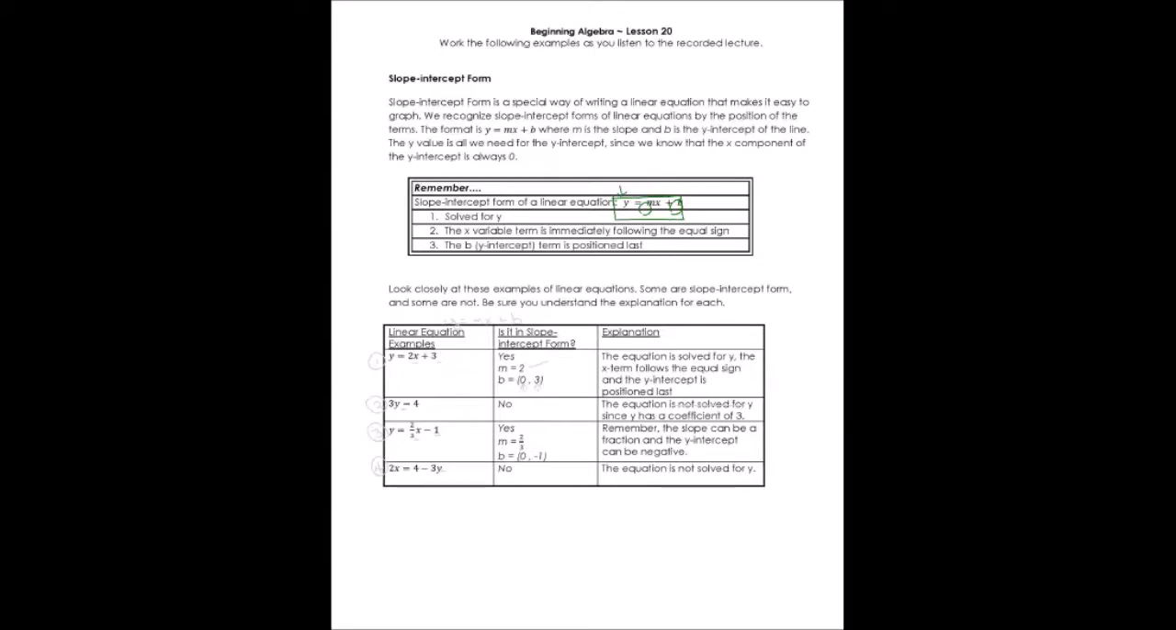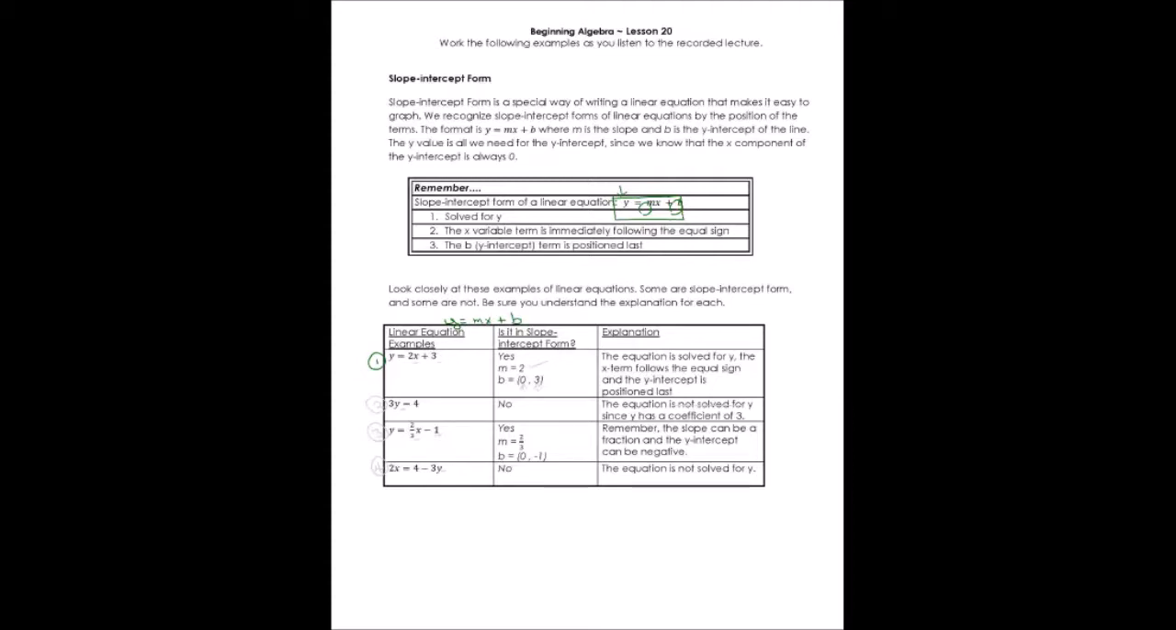So let's take a look at some examples of these. Some are in slope-intercept form and some are not. So look at the example and the explanations for each. The first one, y is equal to 2x plus 3. Write down your slope-intercept form, y is equal to m times x plus b, and see if you have that format.